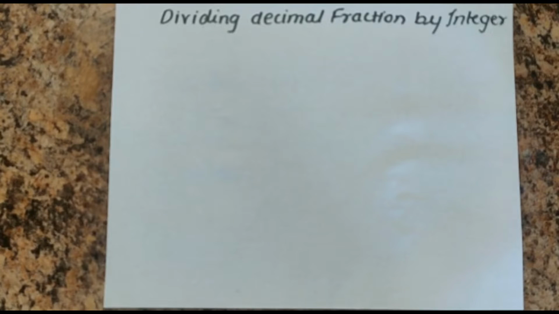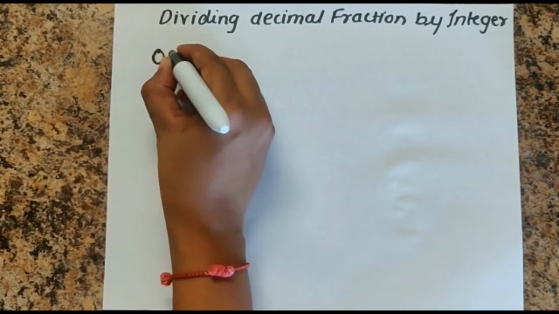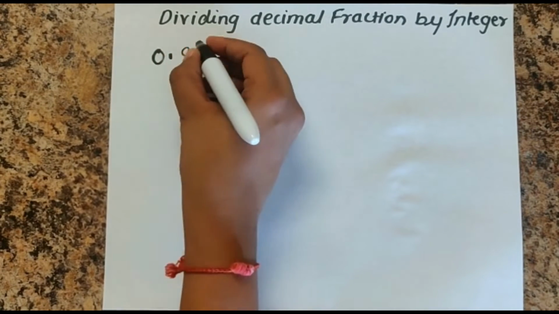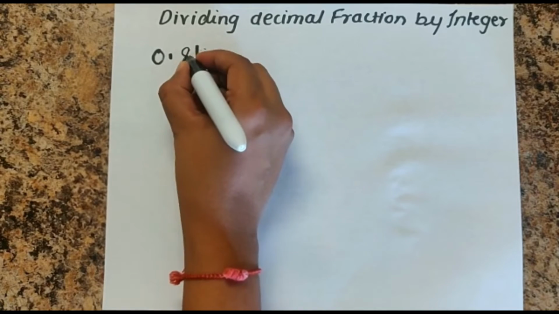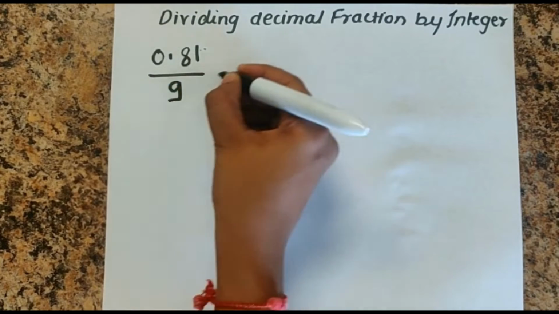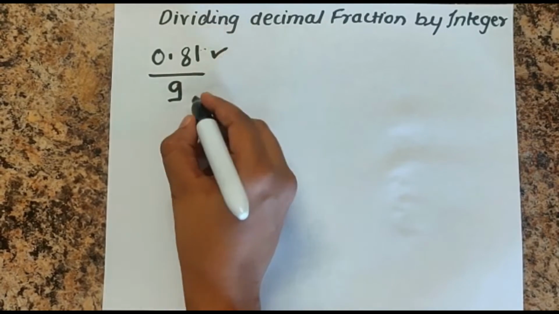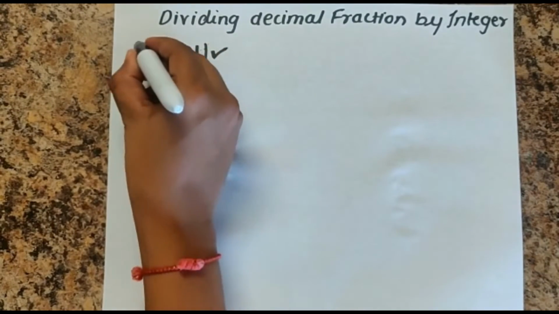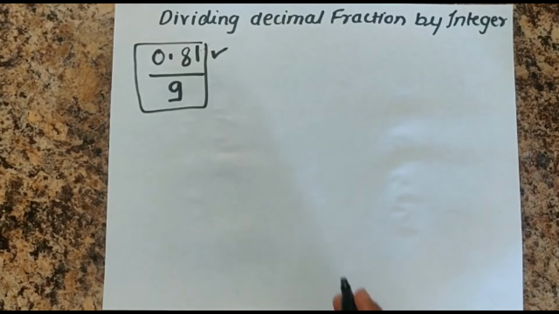Now let's see how to divide a decimal fraction by an integer. The decimal fraction is 0.81. Something that has a point in it is a decimal fraction, divided by 9. This is a decimal number, and as it is written in the form of a fraction, it becomes a decimal fraction.